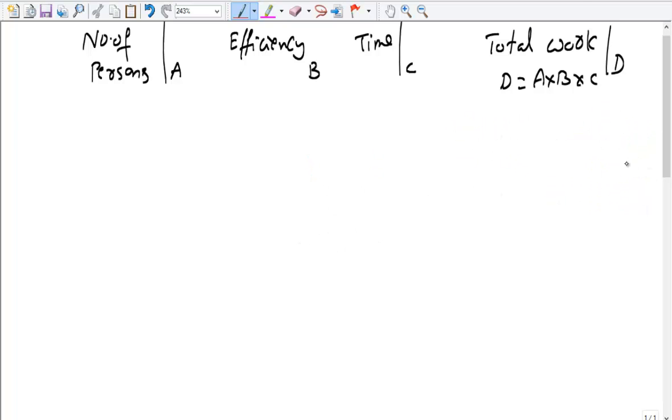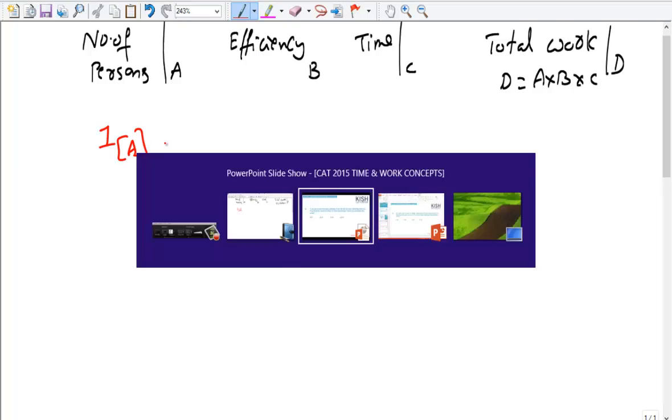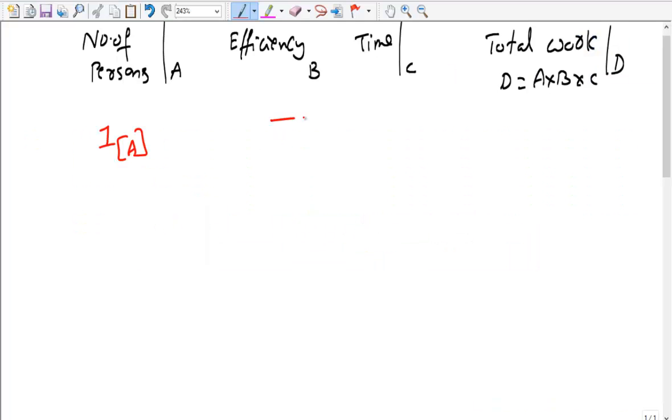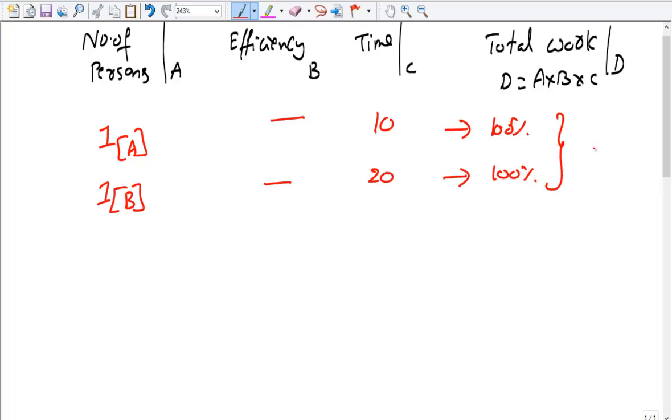Now we have got A, the number of persons is 1. So that's A. A finished the work in exactly 10 days. So we finish 100% of the work. We have got another person B. You have no idea about the efficiency. He finished the work in 20 days. He's going to finish 100%. Now it's better if you find the LCM of time, that is 10 and 20. That is going to be 20. That is, we can say it's 20 units.